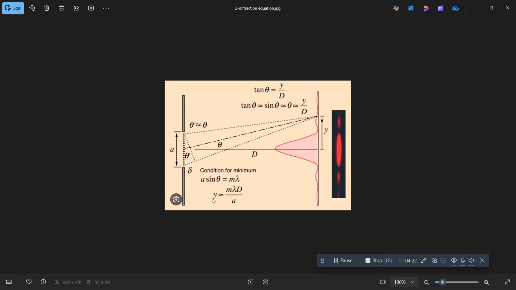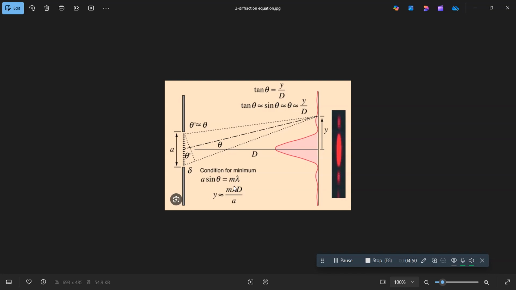So this equation here relates the distance y, that is the point from the middle of the center bright patch to the middle of the, actually they've drawn it here to the end point of the next bright patch, that's y. M is just an integer, 0, 1, 2, 3. It's called the order. We're going to take m equals 1 today.